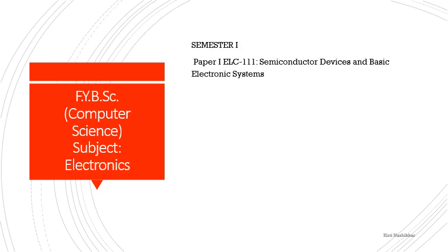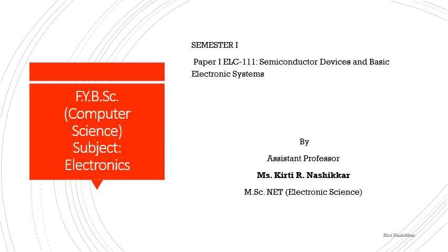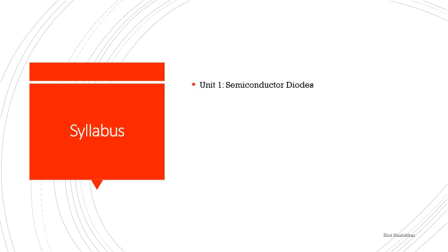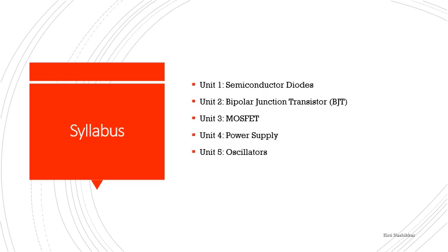So we are discussing the objective pattern for the first paper, Semiconductor Devices and Basic Electronic Systems. And I think we had already discussed the very first unit of it, the objective questions based on the first unit, which was the semiconductor diodes. And today we are going to discuss the objective questions based on the second unit, which is the bipolar junction transistor, BJT. And then we will move forward with the upcoming units also.